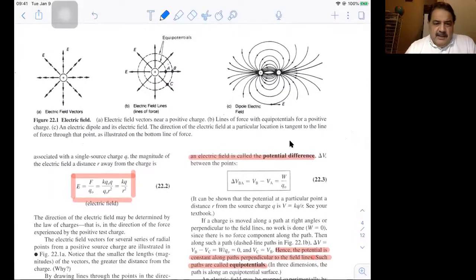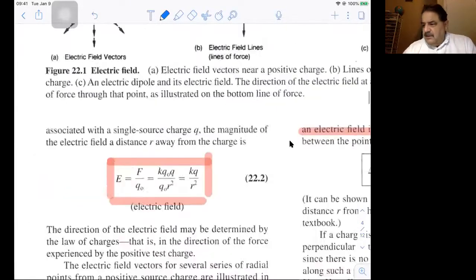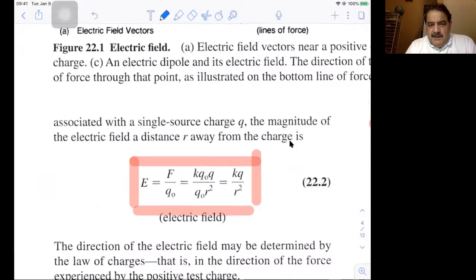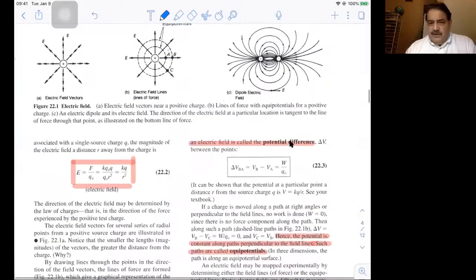Here the electric field is the force divided by Q naught, the test charge. So it's KQ naught times Q divided by Q naught R squared. So the electric field is simply, for a single charge, KQ divided by R squared. That's an important one to know.